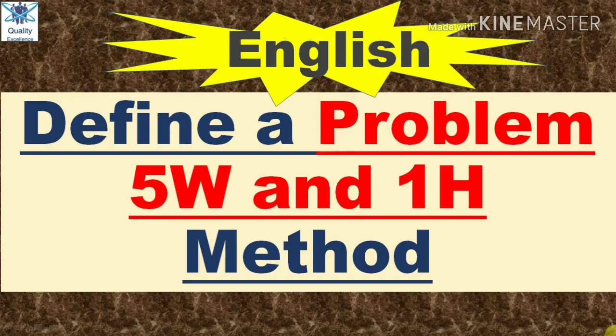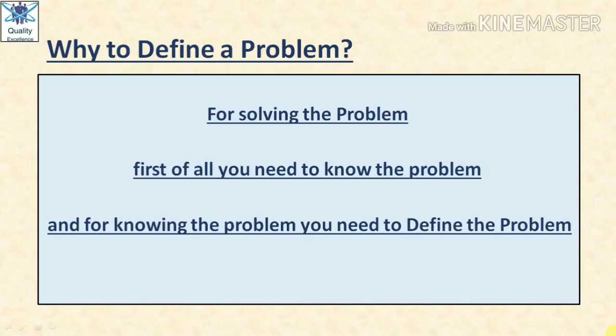Today we are going to discuss how to define a problem with the help of the 5W and 1H method. Let us know why to define a problem. For solving a problem, first of all we need to know the problem, or we need to understand the problem. And for understanding or knowing the problem, we need to define the problem. That is the reason why we need to define a problem.